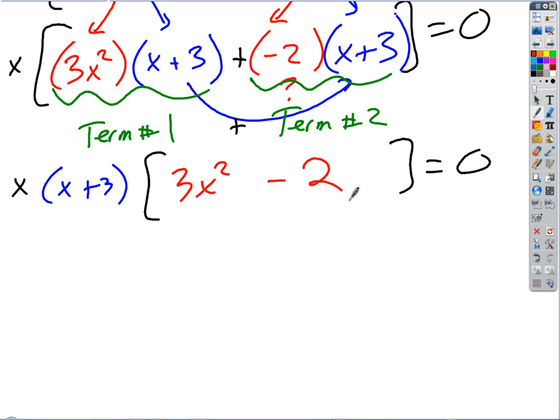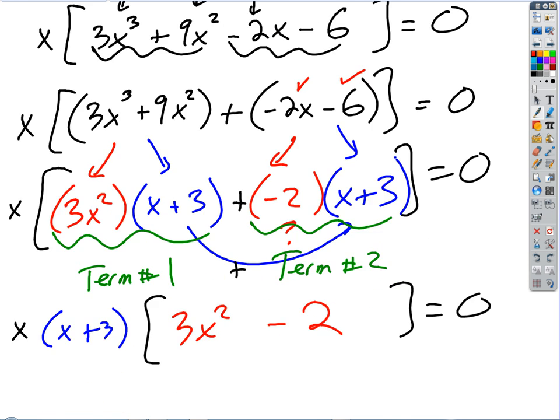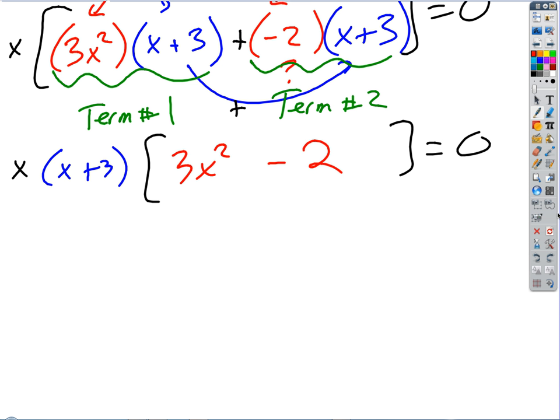So for example, up here, if I back up a little bit, I've got 4 terms, and the greatest common factor was x. That's the only factor of each of those terms, the only thing being multiplied by something else in each of those 4 terms, right? So we're doing the same kind of thing down here now. We've only got 2 terms, but the factor common to both is the x plus 3, so I'll just factor that out front with the x, leaving me with 3x squared plus negative 2, or just 3x squared minus 2.